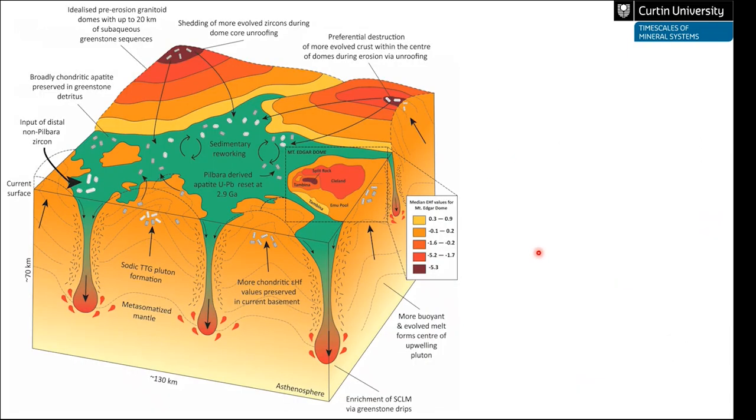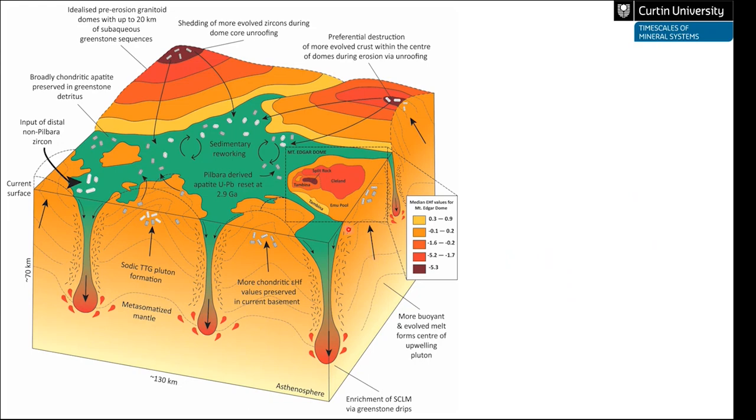So here we have a model to kind of pull it all together. We have a schematic block diagram of the East Pilbara terrain showing the present surface here and the hypothesized pre-erosion surface of domes. And of course, inputs into the denuded craton are shown. We see this zonation very clearly in the Mount Edgar Dome, where we have very evolved cores surrounded by juvenile rims of domes.